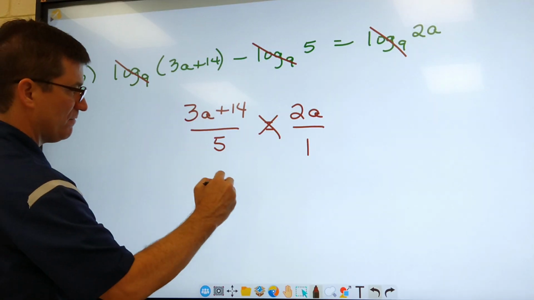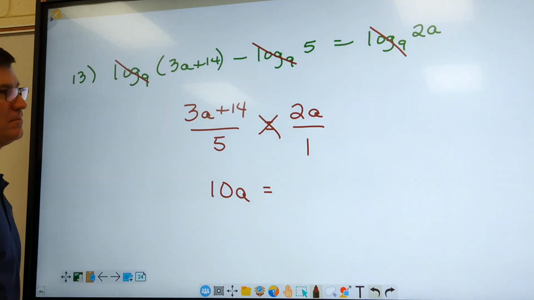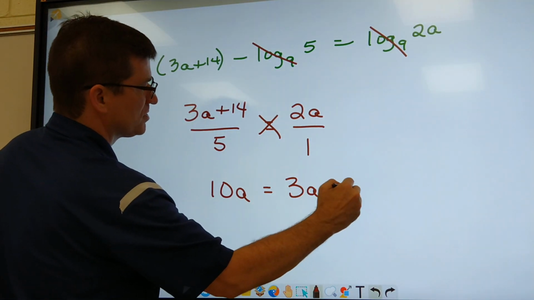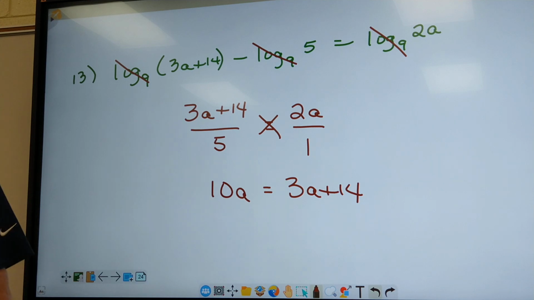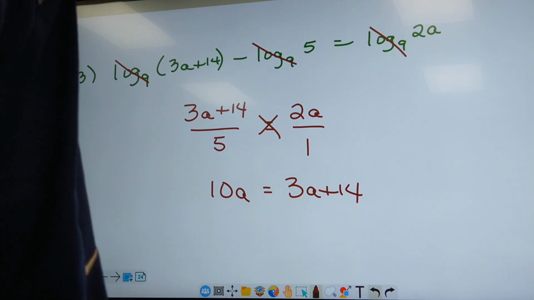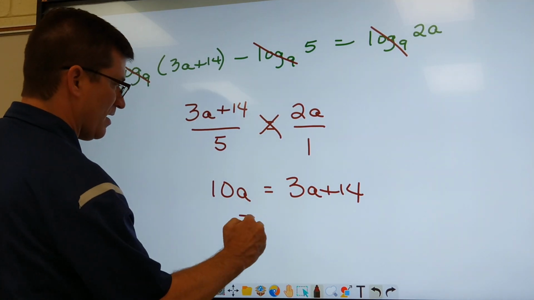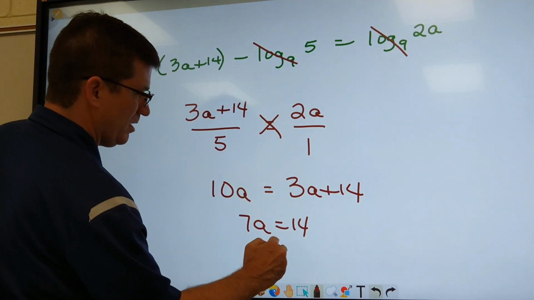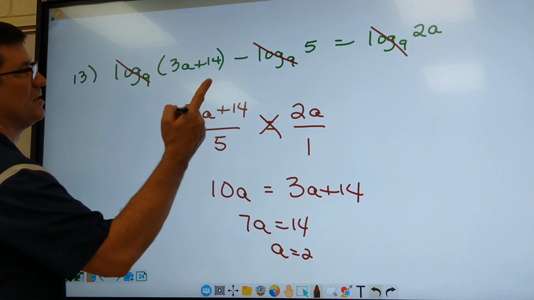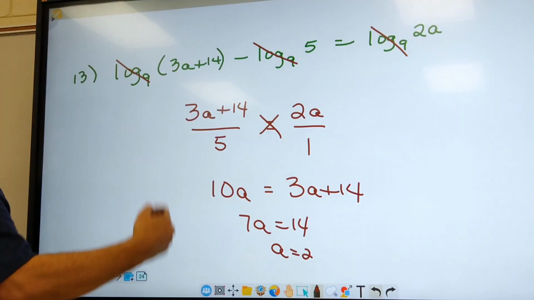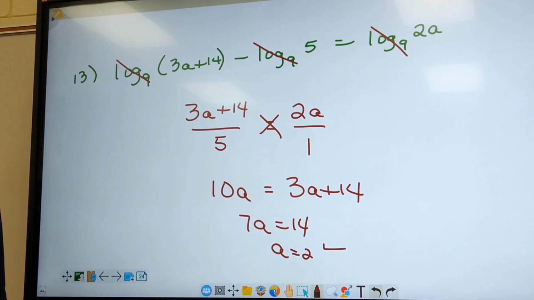2a times 5, 10a. 3a plus 14 times 1 is 3a plus 14, and you can find your answer from here. All right, so I got 7a equals 14, a equals 2. Does it work? Yep, because if you plug in 2 right here, you get 20, so it's positive, it works.